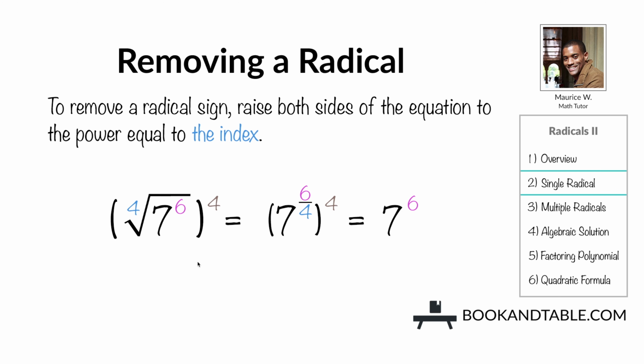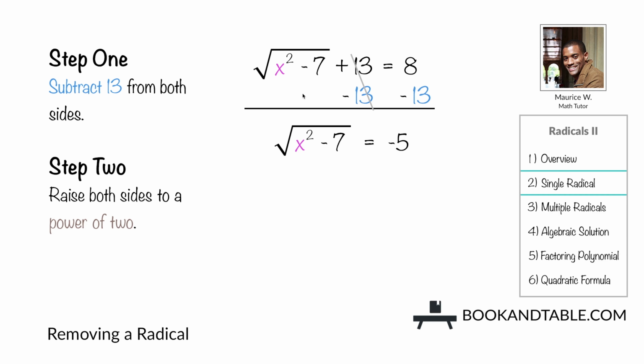So throughout this video, all of the examples will be square roots. The index will be 2. But if you are given questions where the index is something else, the only thing that changes is the power that you will be raising both sides of your equation to negate that radical sign. Okay, so keep that in mind. So now let's have a look at a radical equation and how we would go about removing the radical sign from this equation. We'll save how to solve for the variable for later on in this video when we get to sections 4, 5, and 6. For now, we're just going to focus on removing the radical sign.